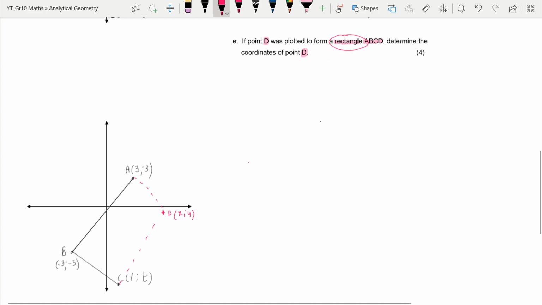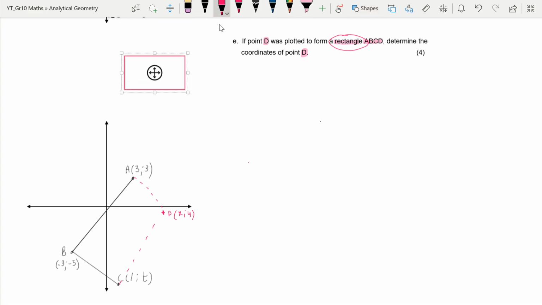So let's just put in a rectangle there and just look at some of the properties. If you look at a rectangle, we know that we've got 90-degree angles forming over there. So we've got 90 degrees there and there. So maybe we could consider using those perpendicular lines idea again. But then we're going to have to calculate gradients, which is fine.